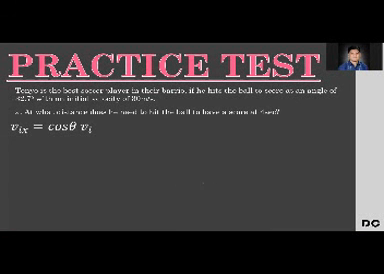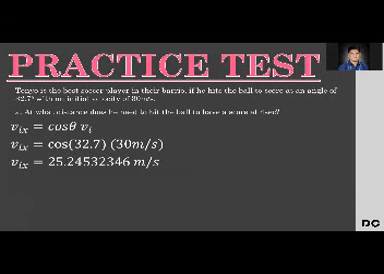Okay, so before we can solve for d sub x, first we need the value of v_ix. So cosine theta, that is 32.7 degrees, times v_i, which is 30 meters per second, is equal to 25.2453246 meters per second. So ito yung sinabi ko kanina: to lessen the percent error of our dx and our dy, we will use the exact value of our v_ix.